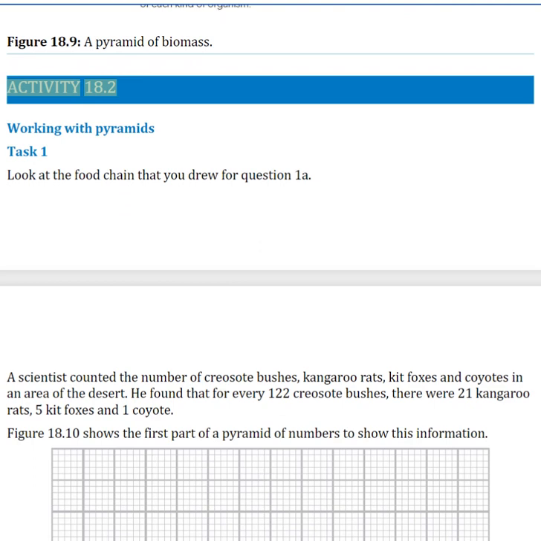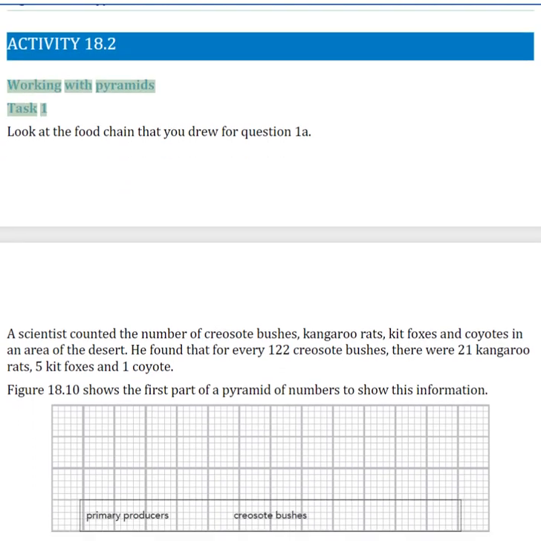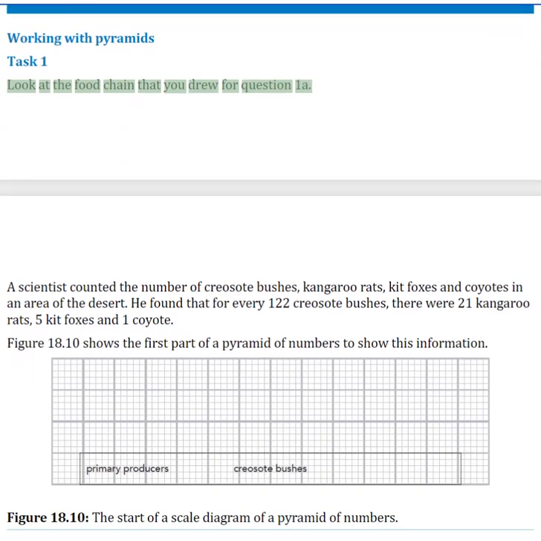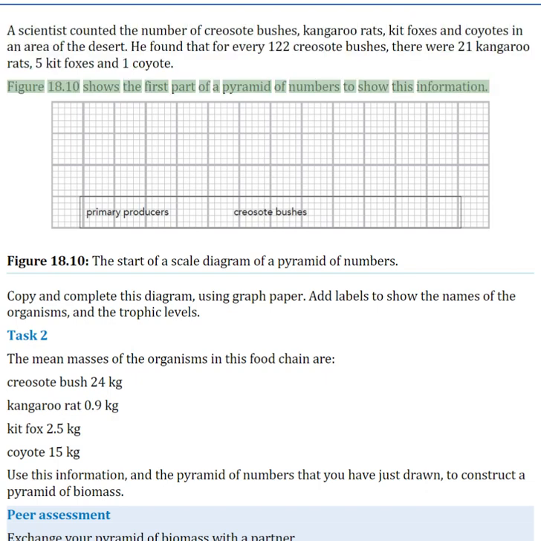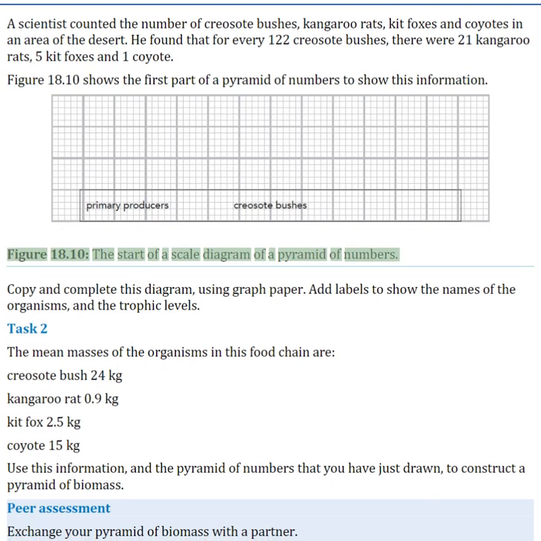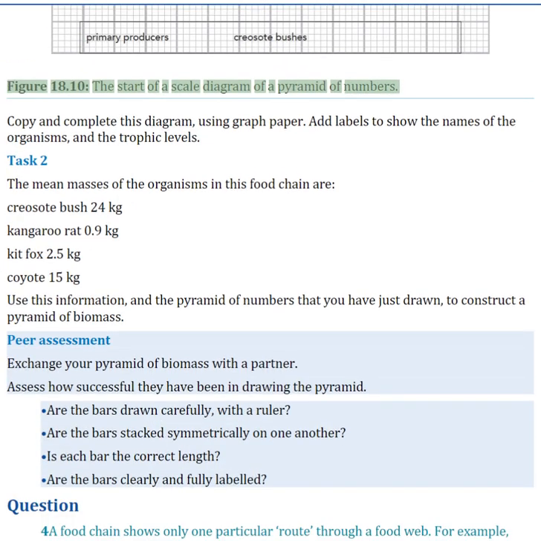Activity 18.2. Working with pyramids. Task 1. Look at the food chain that you drew for question 1a. A scientist counted the number of creosote bushes, kangaroo rats, kit foxes and coyotes in an area of the desert. He found that for every 122 creosote bushes, there were 21 kangaroo rats, 5 kit foxes and 1 coyote. Figure 18.10 shows the first part of a pyramid of numbers to show this information. Figure 18.10, the start of a scale diagram of a pyramid of numbers.